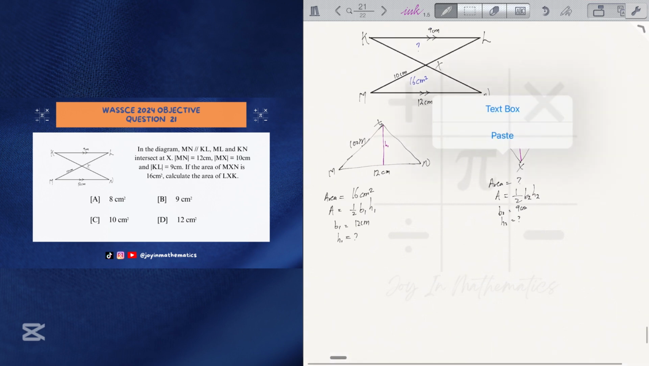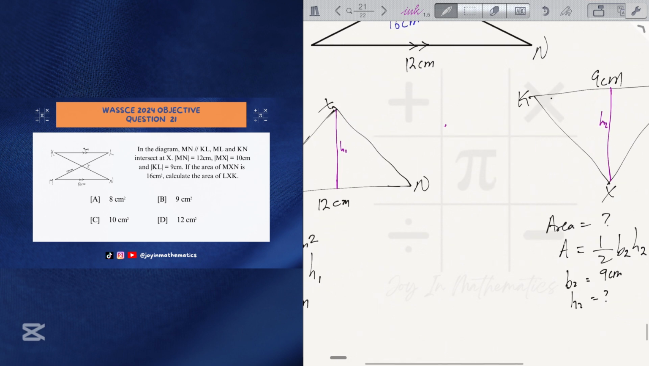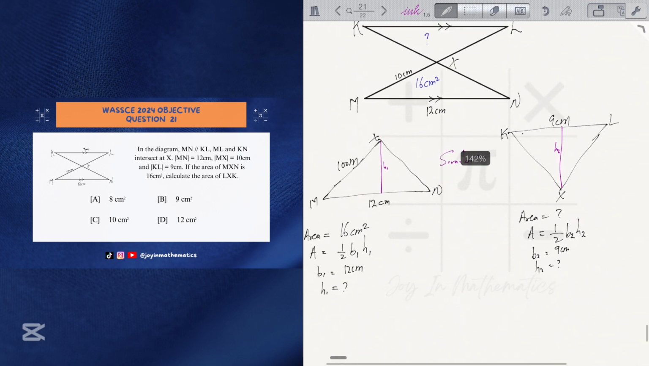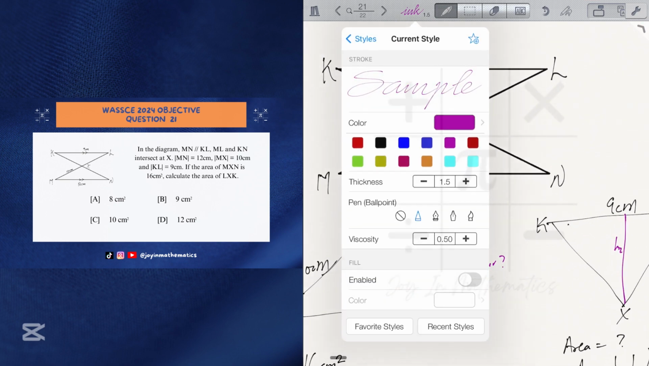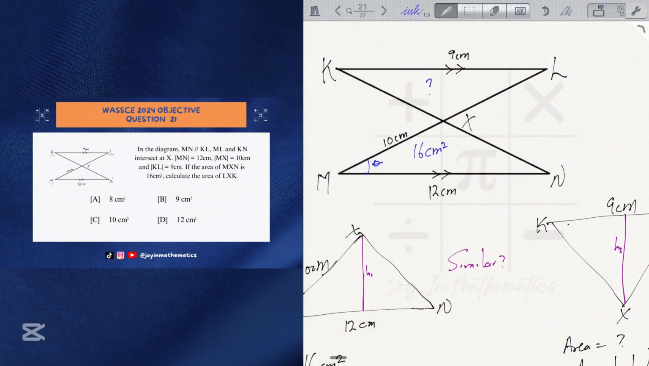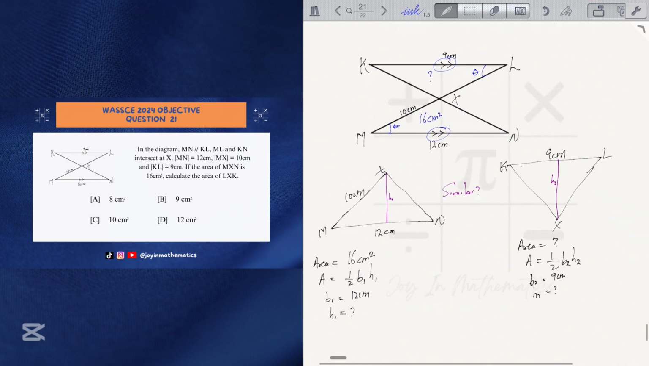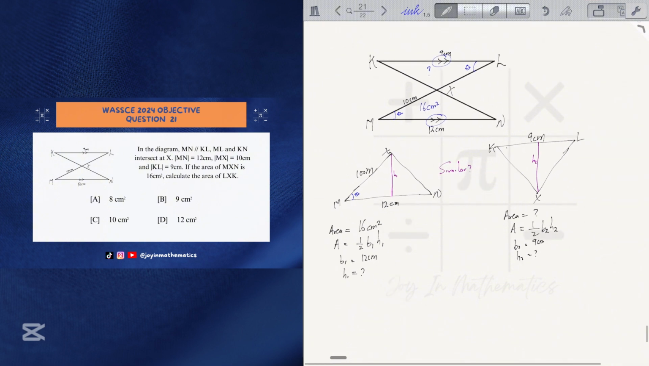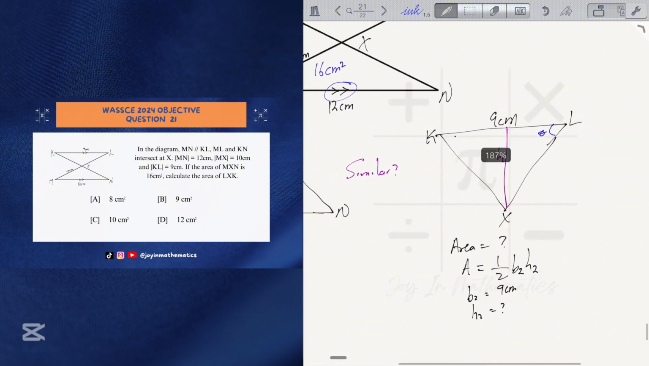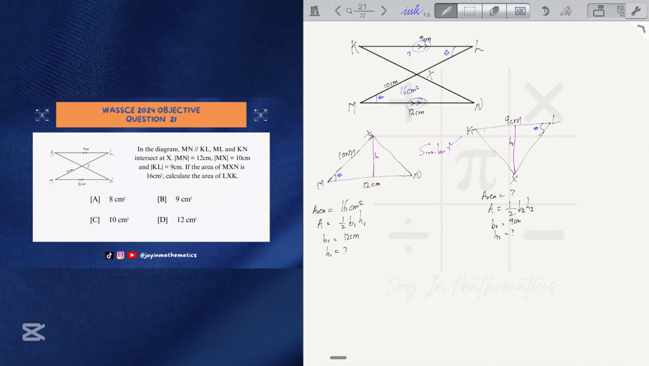Now if you look closely at this diagram, are these two triangles similar in nature? I will say yes, because if we have an angle theta here, provided that these two sides MN and KL are parallel to each other, then this angle is also theta according to alternate angles. So if you have theta here, we will also have theta here. This shows that we are dealing with similar triangles. So let's proceed.